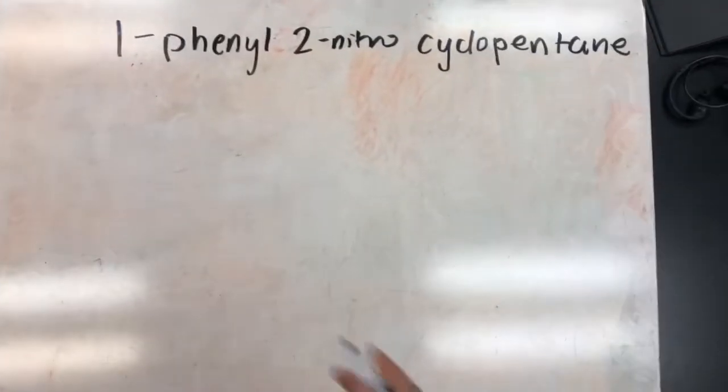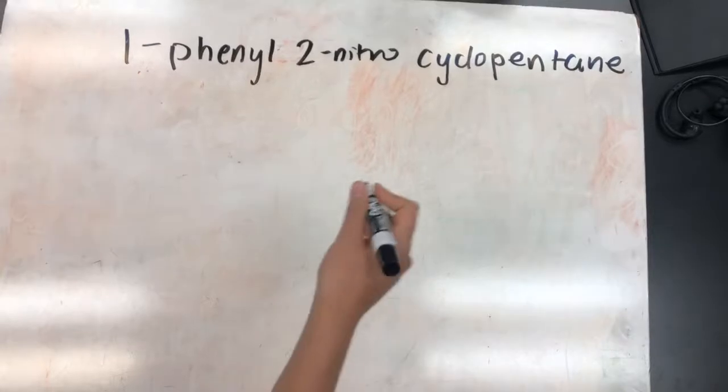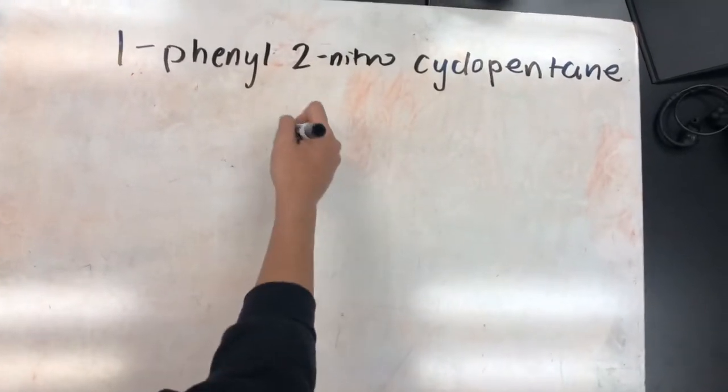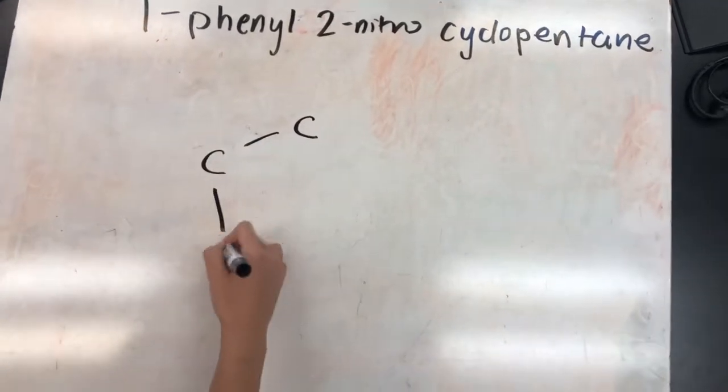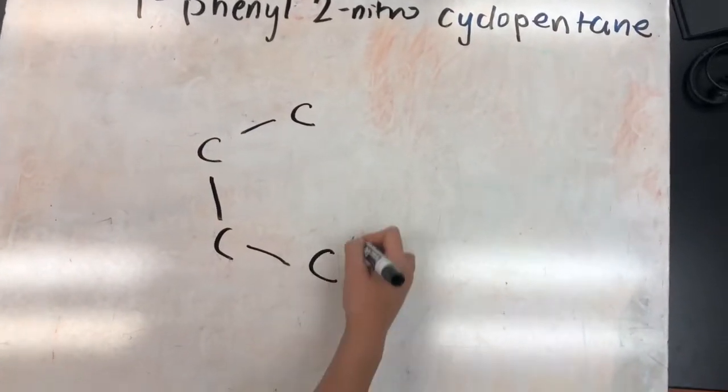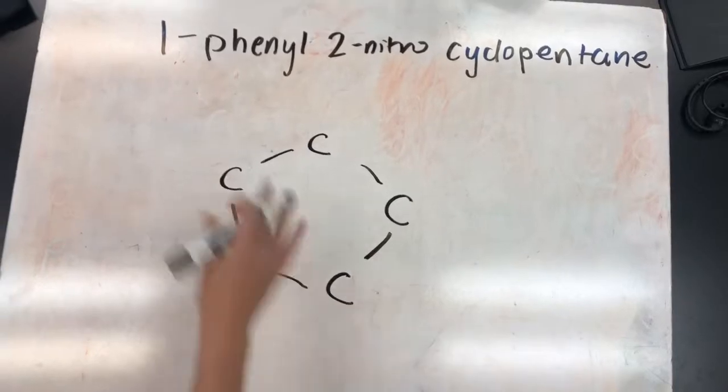For this compound, we know the name, but we don't have a drawing. First, let's start with the base. We have a cyclopentane, which tells us there are 5 carbons in the longest chain, all of the bonds are single bonds, and the prefix cyclo tells us that the longest chain is in the shape of a ring.